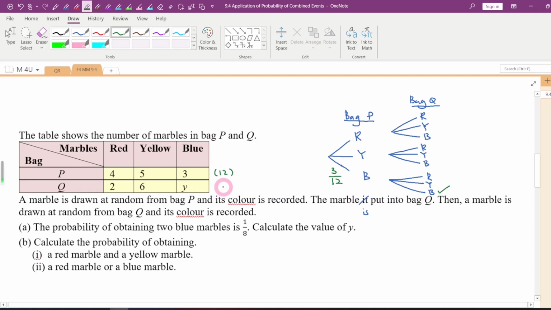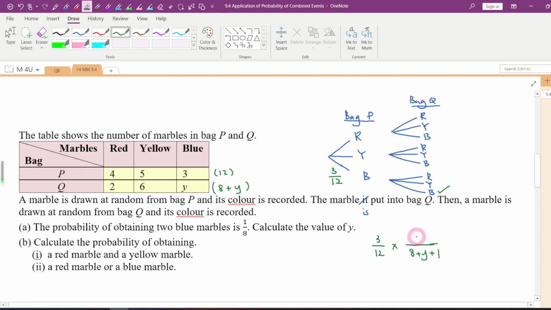How about this one? In total how many marbles do we have here? 2 plus 6 is equal to 8, but here we don't know y. We need to find the value of y. So it will be 8 plus y. Right? But here you need to be more careful: 3 over 12 times... Because the marble picked from bag P is going to be put inside bag Q, the total number of marbles in bag Q will be 8 plus y plus 1.